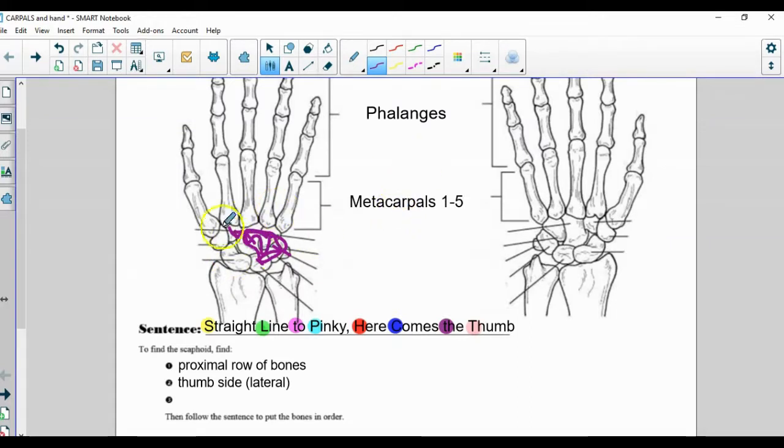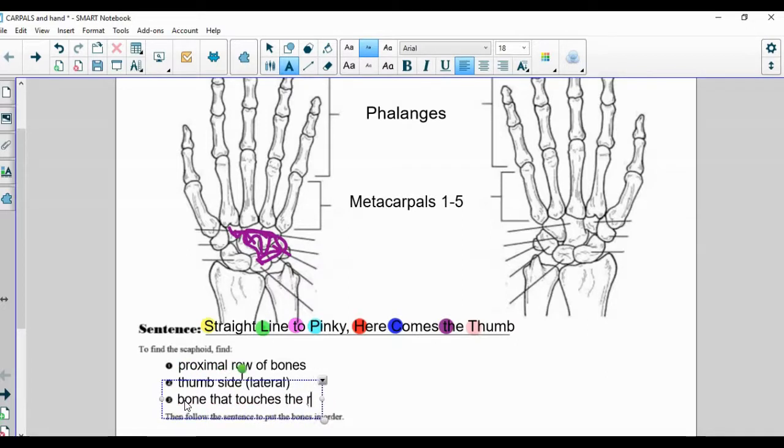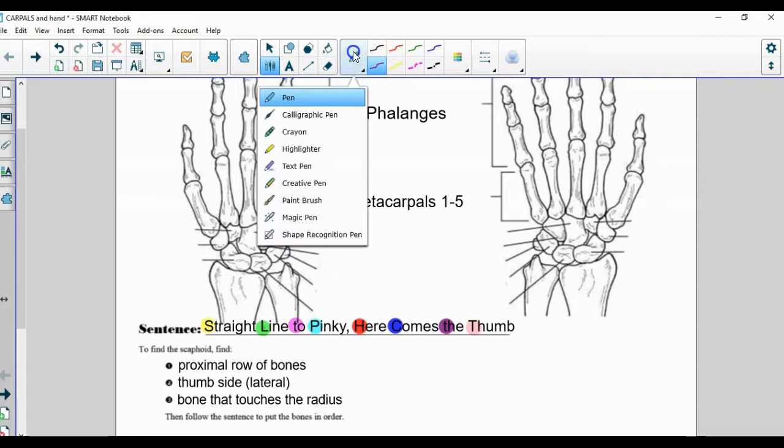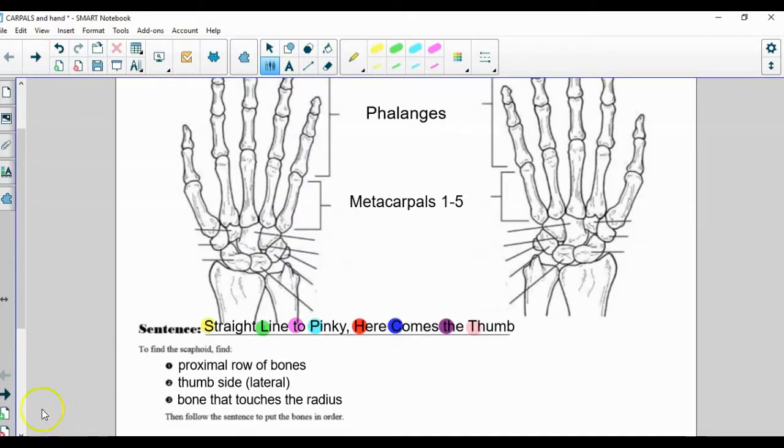So the last rule has to differentiate between these two, and it does. The last rule is to find the bone that touches the radius. So out of the two that are left, this bone right here is the only bone that fits into all three of those criteria. So we found our scaphoid, and I'm going to go ahead and color that one in yellow, just like my key.